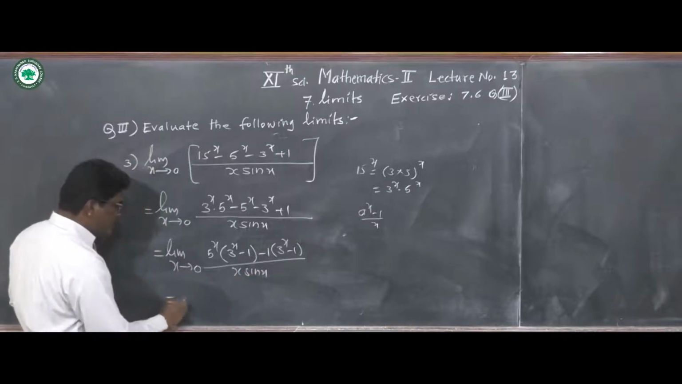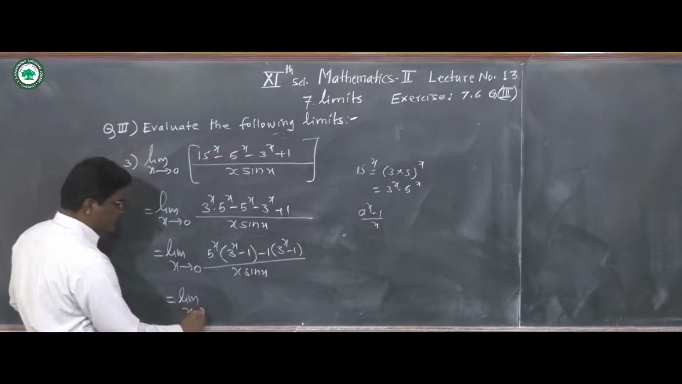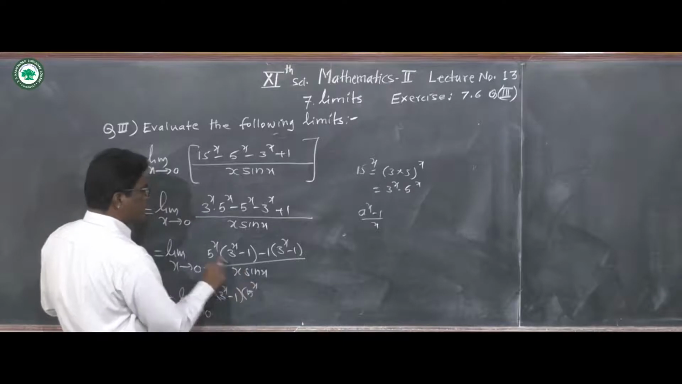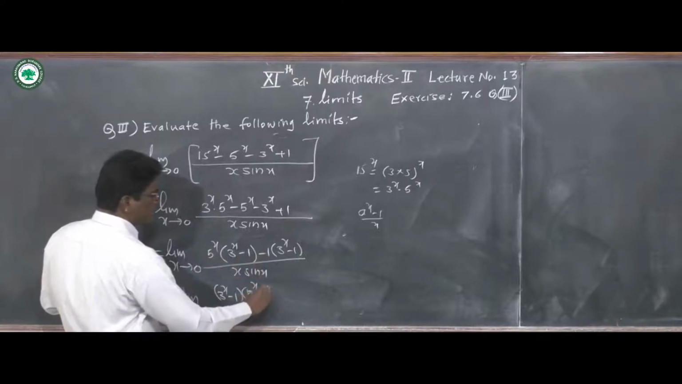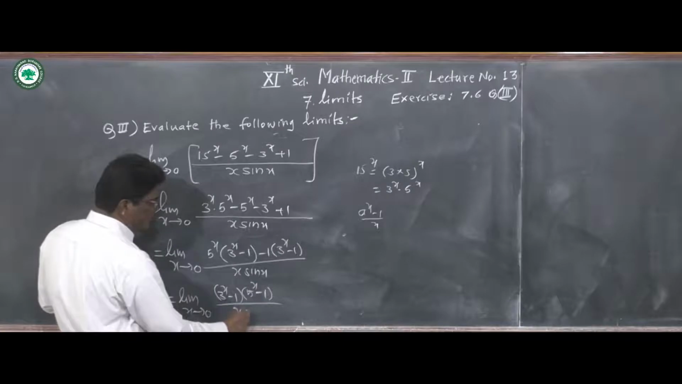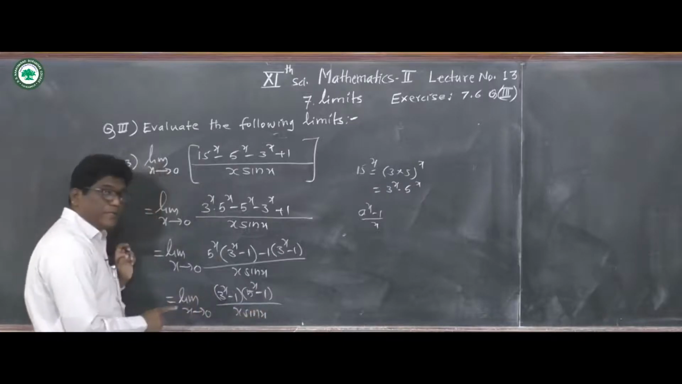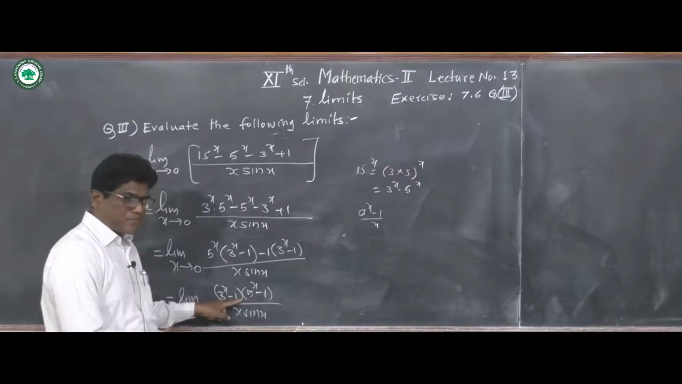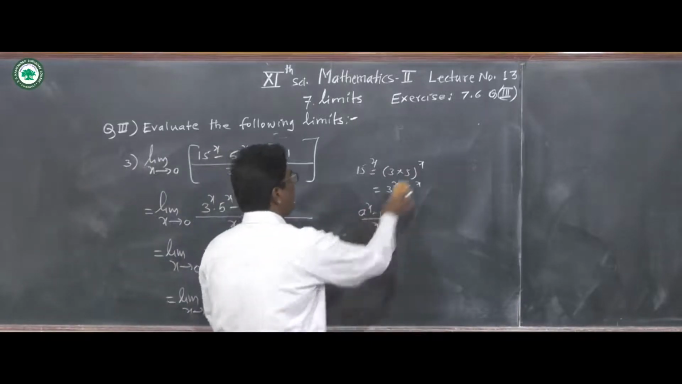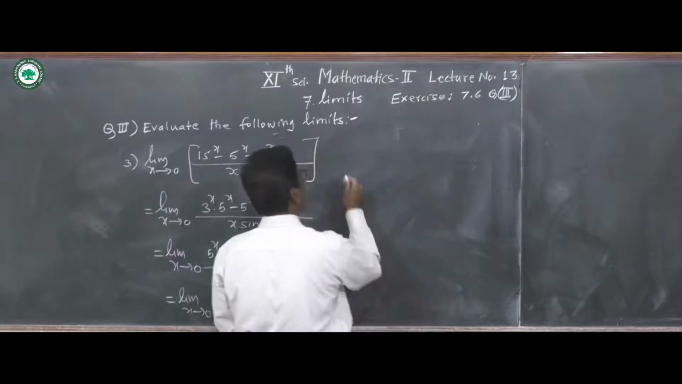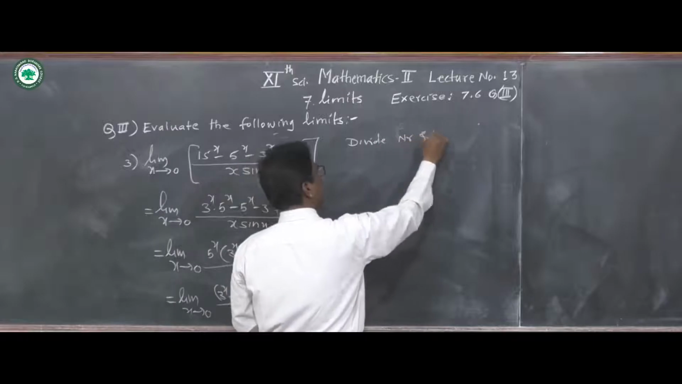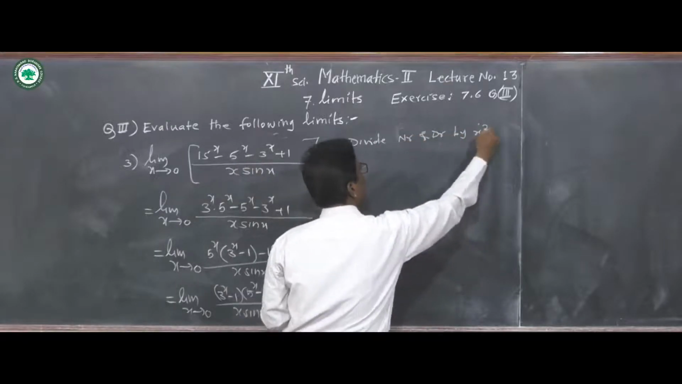So it is equal to limit as x tends to 0. Now take 3 to the power x minus 1 common. In the second bracket we have 5 to the power x, and minus 1, and now divided by x into sin x. And now we divide the denominator by x square and divide the numerator also by x square. So we divide numerator and denominator by x square.